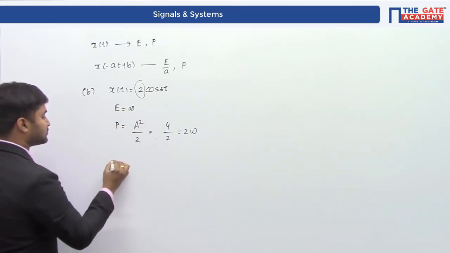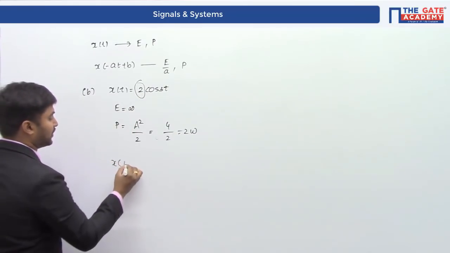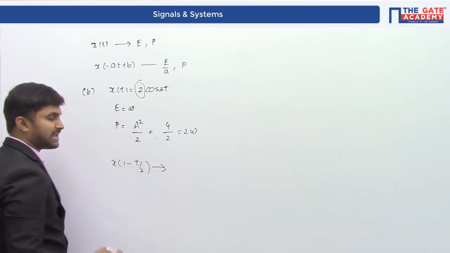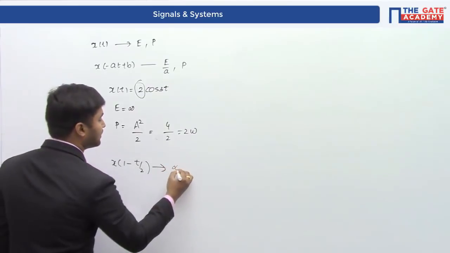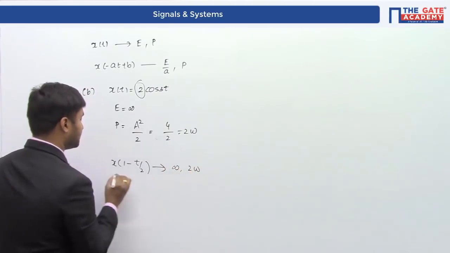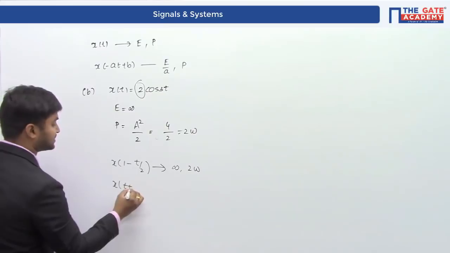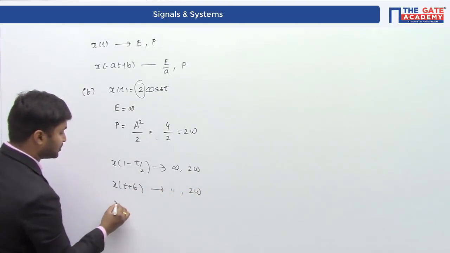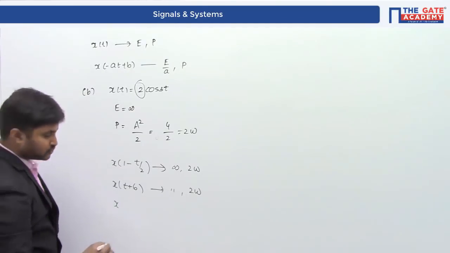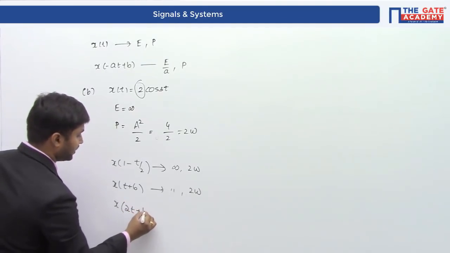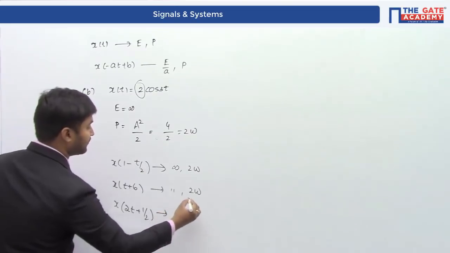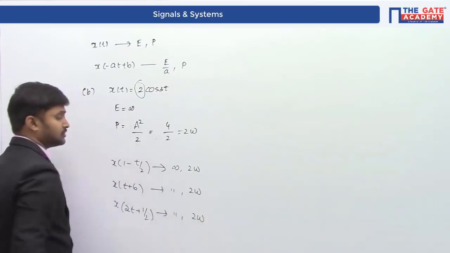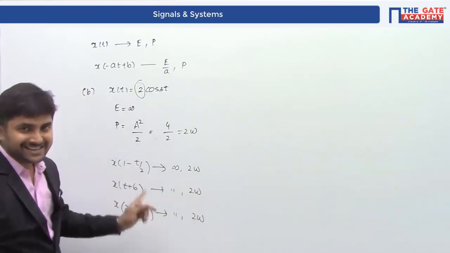Right? What about x of 1 minus t by 2? Energy is going to remain the same, infinity, because infinity by 1 by 2 is going to be infinity only. And the power is going to be 2 watts. The second part of the question is x of t plus 6. Same. And the third part of the question is x of 2t plus 1 by 2. It is also going to have energy infinity only and the power is going to be 2 watts. The power is not affected by the shifting, scaling and reversal.